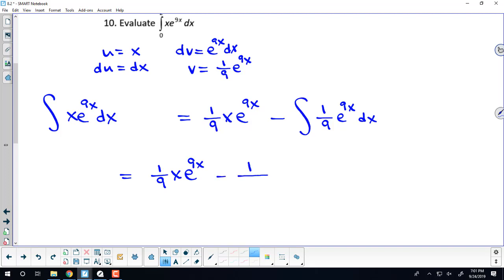One over 81 e to the 9x. So now that we're done with the antiderivatives that show up, we can then just evaluate this from 0 to 2.